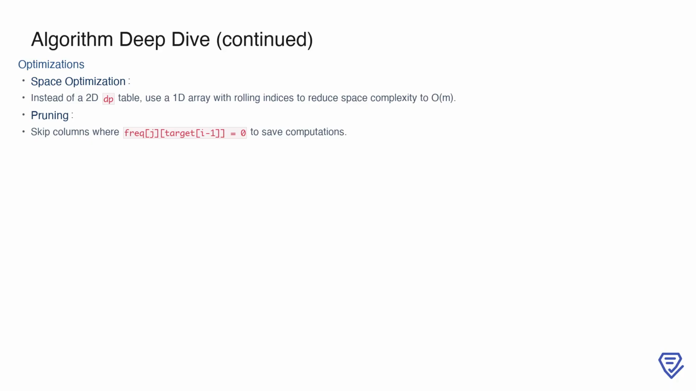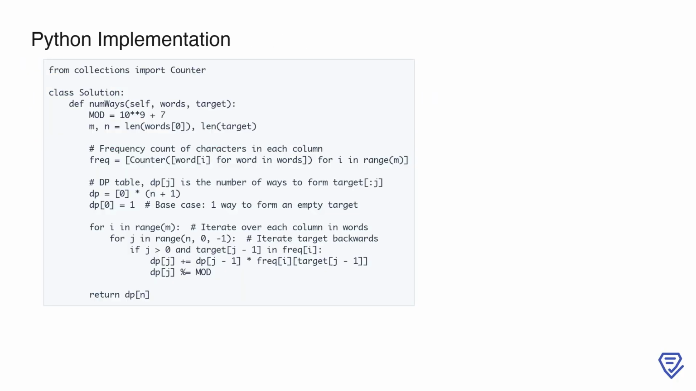Additionally, we can prune unnecessary computations by skipping columns where the frequency of the required character, frequency[j][target[i-1]], is 0. If a column cannot contribute to the formation of the current target character, we can avoid processing it, saving time. These optimizations ensure that the algorithm runs efficiently even for larger inputs, maintaining the correctness of the result while minimizing resource usage.